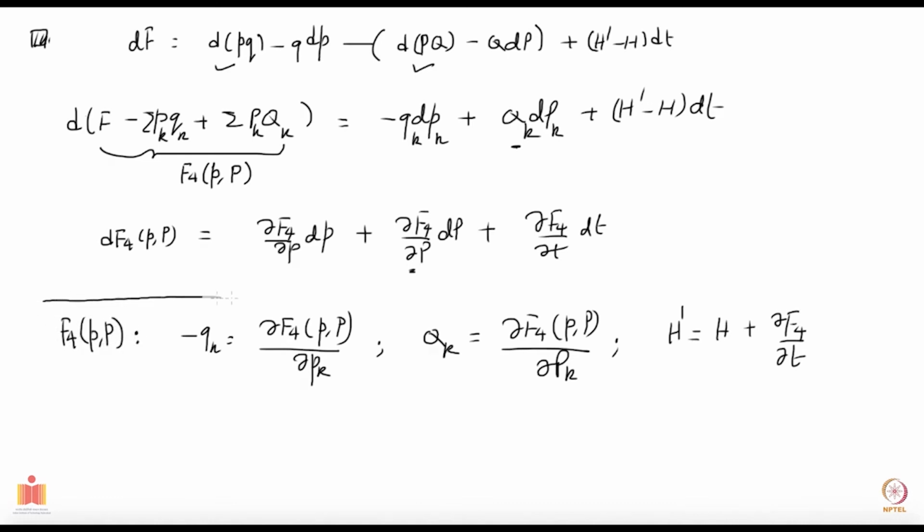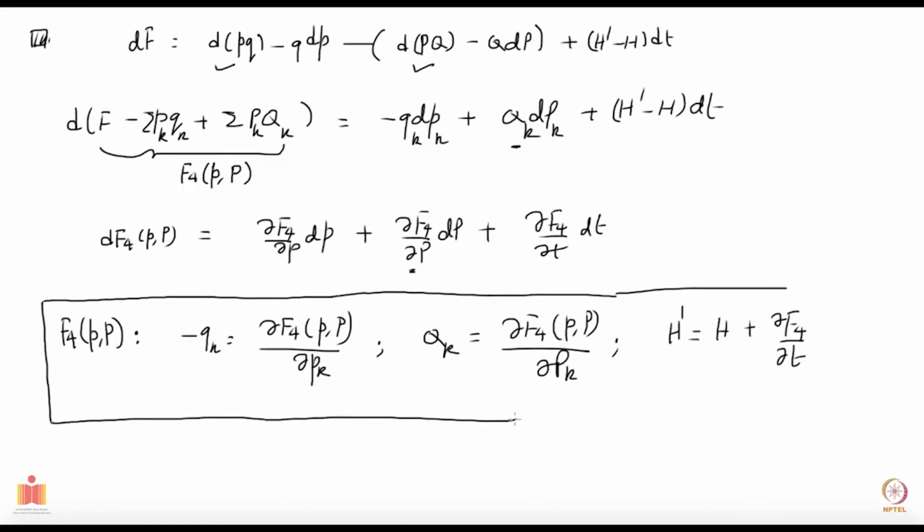So these are our four sets of generating functions and the equations that connect the old momenta and old coordinates, old canonical coordinates, with new canonical coordinates. And we will give some examples for these in the next video, but I want to end this video with some nomenclature. So let me write down here.